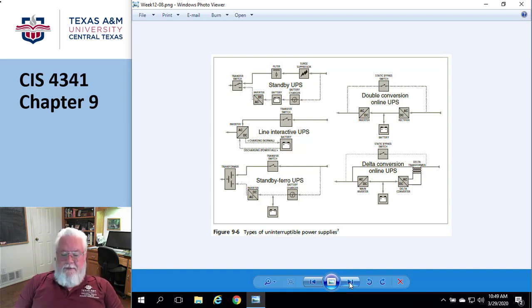A line interactive. Basically, this is one where there's no switching at all. It just always runs. In other words, it doesn't wait for a switch. All electricity goes through the system and then comes out of the system and keeps going. Those are kind of expensive and, to tell you the truth, they heat up a lot. And, you know, I don't see that many of those either.